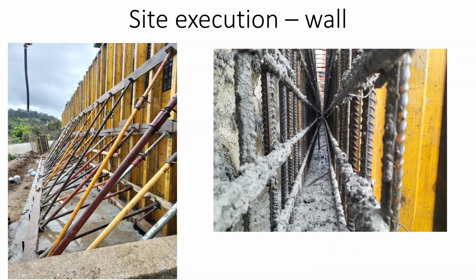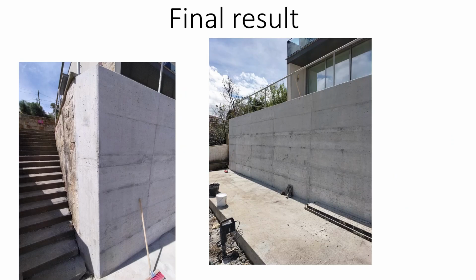So the formwork of the wall was done in 2 steps, in 2 phases. Okay, so first we concreted the wall until a height of 2 meters, and then we did the final metering. You can see here some pictures of it again. The final result was a very successful one, in my opinion.